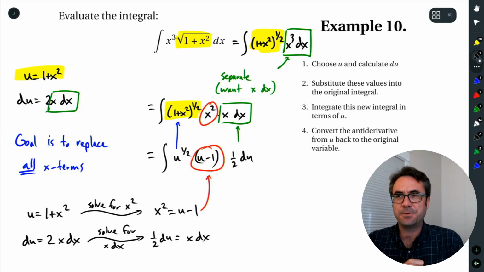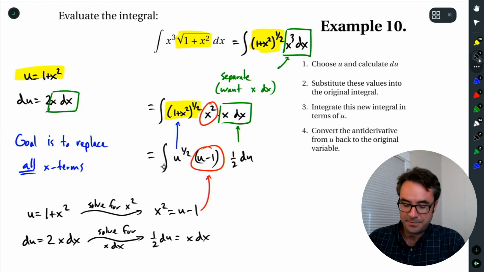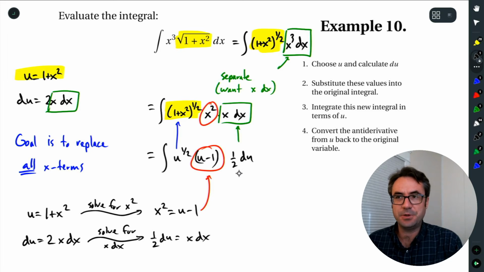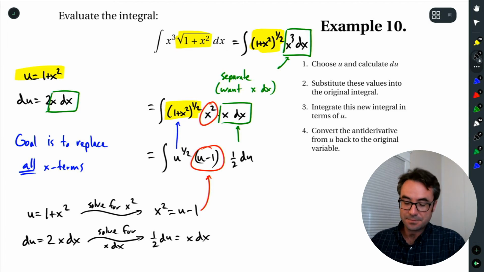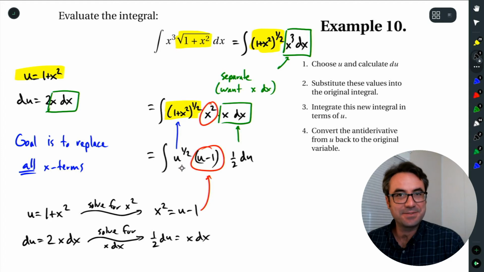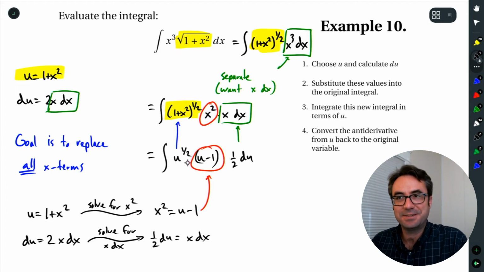All right, so there we go. We have this new integral that's all in terms of u, and we're going to have to work with this. So far it seems kind of similar in complication. You know, it's u to the 1/2 times u minus 1. It's a product here.